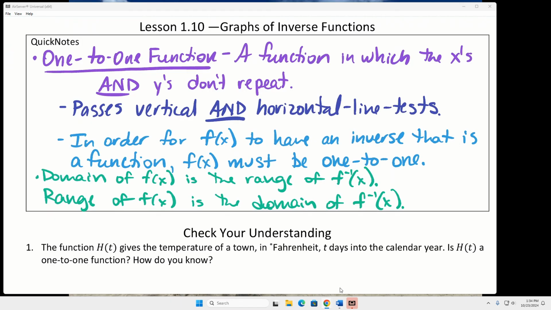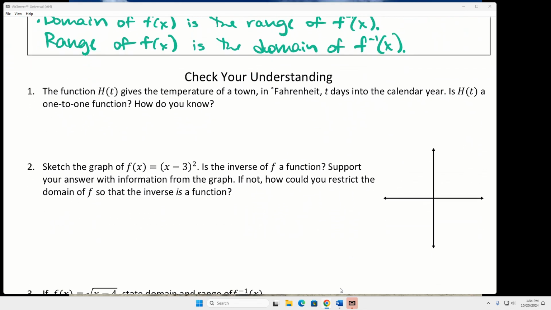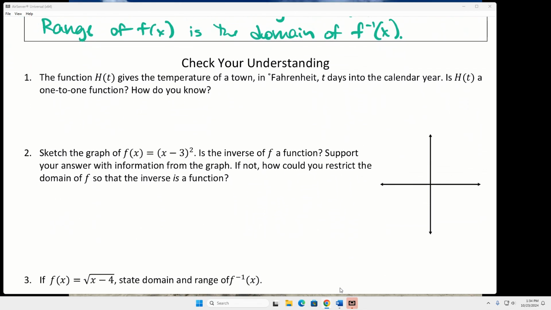Alright, so today we're not really going to find any inverses, but we are going to find the domain and range of inverses. And we're going to determine if the function is 1 to 1.